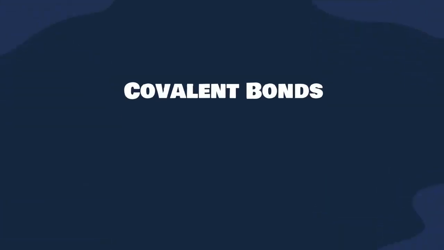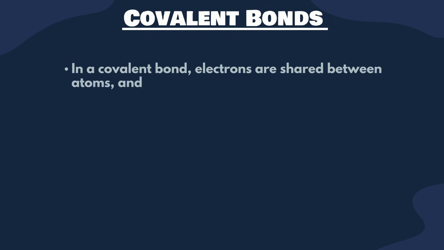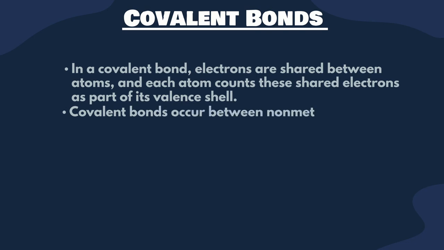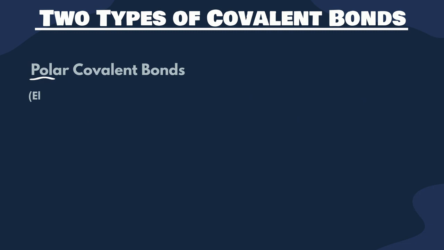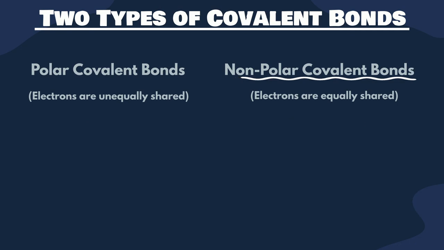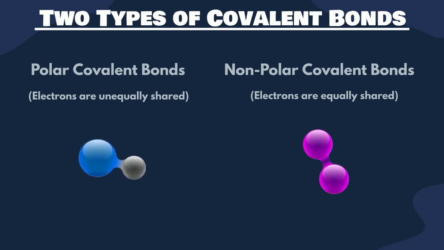Let's move on to covalent bonding. In a covalent bond, electrons are shared between atoms, and each atom counts these shared electrons as part of its valence shell. Covalent bonds occur between non-metal atoms, and when two or more of these atoms bond through the sharing of electrons, a molecule is created. There are also two types of covalent bonds: polar covalent bonds, where the electrons are unequally shared, and non-polar covalent bonds, where the electrons are equally shared. An example of a non-polar covalent bond can be found in the compound N2, nitrogen gas, because the bonded elements are identical and therefore share electrons equally. An example of a polar covalent bond is in the compound carbon monoxide. Since oxygen has a higher electronegativity than carbon, the shared electrons will be more attracted to the oxygen atom.